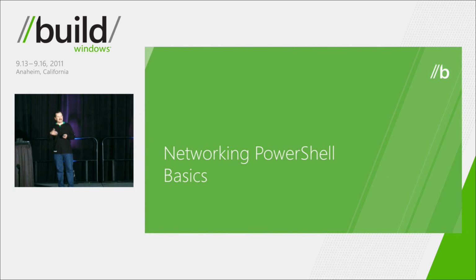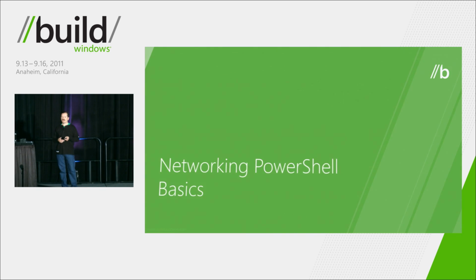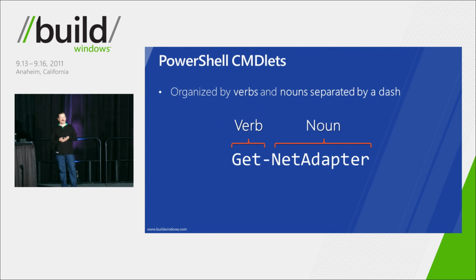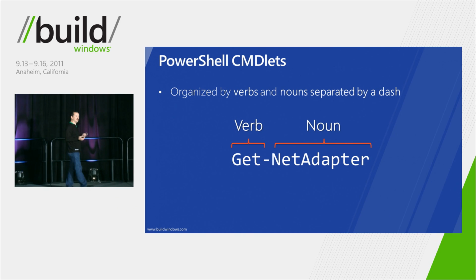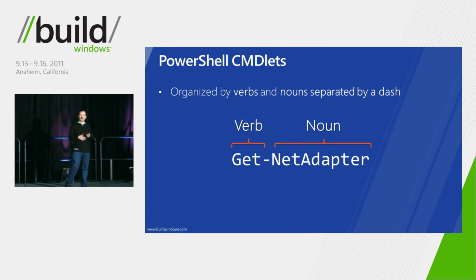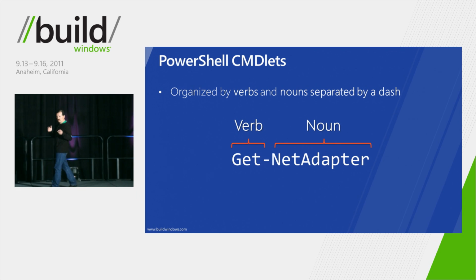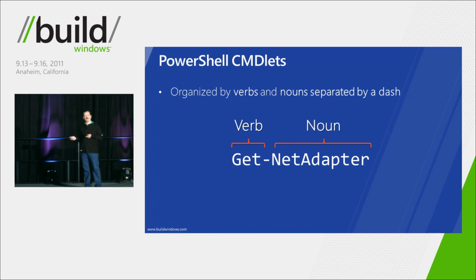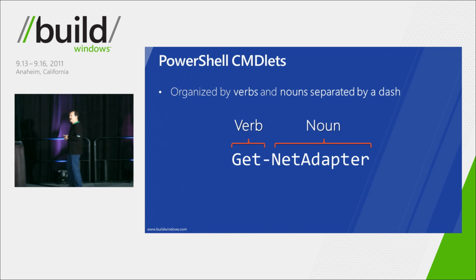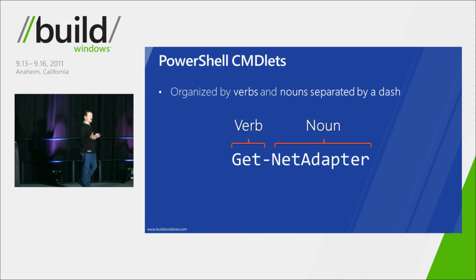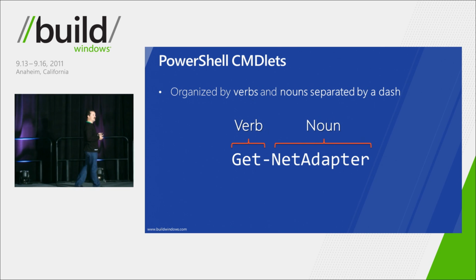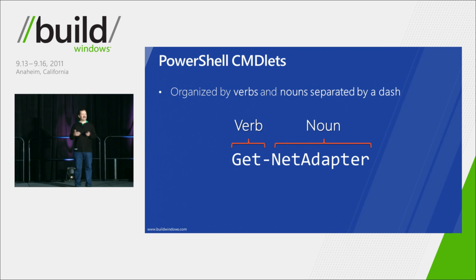So let's just take a step back and talk about PowerShell. And this will again be in the context of networking. If you're not familiar with PowerShell, it's a very simple concept. It's human readable, combining a verb with a noun. Here's an example: Get-NetAdapter. You might have done something like Enable-NetAdapter, Reset-NetAdapter. So it's a really simple concept, the verbs and the nouns.